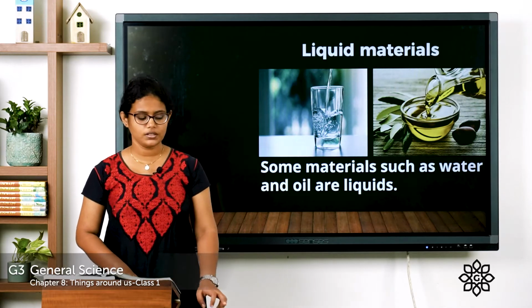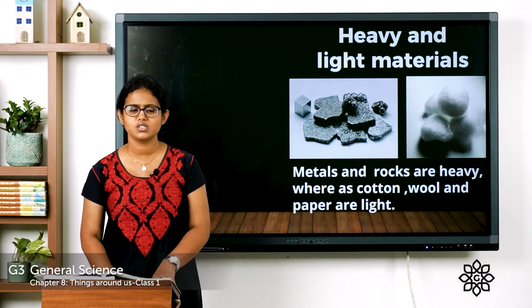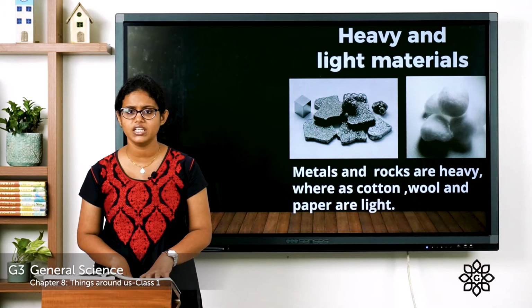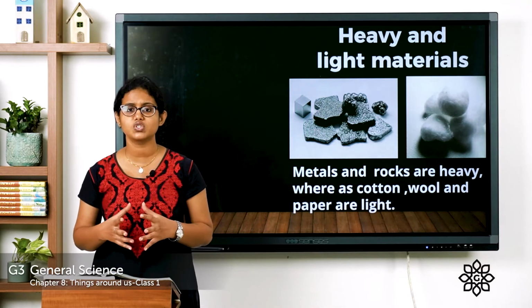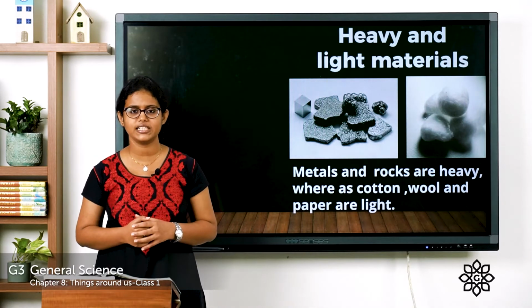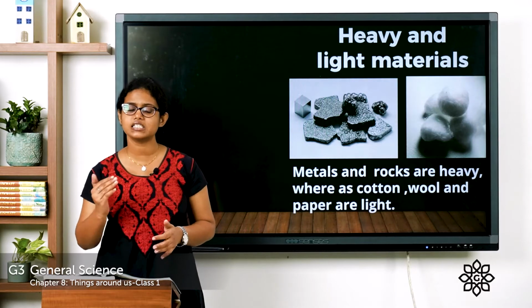Coming to the next one, heavy and light materials. So what is the meaning of heavy? Heavy means something which is very hard to lift and which has more weight. And what is the meaning of light? Light means something which is easy to carry and which has less weight.